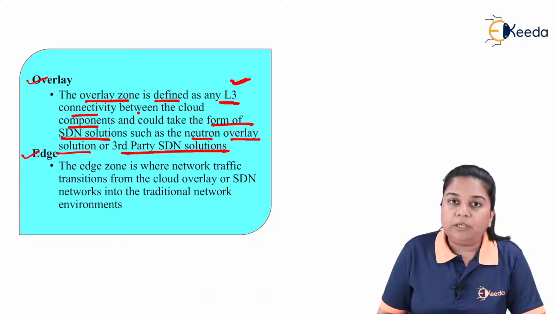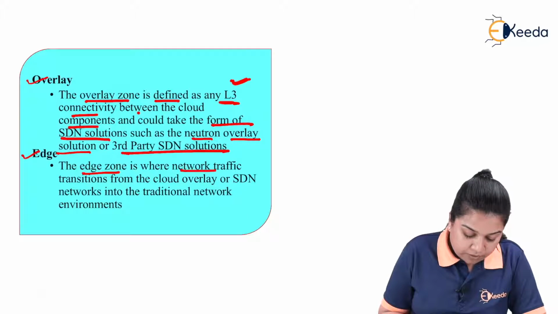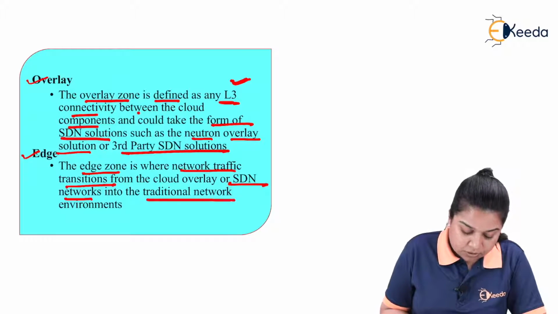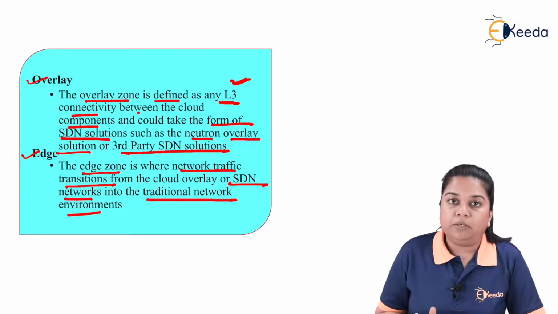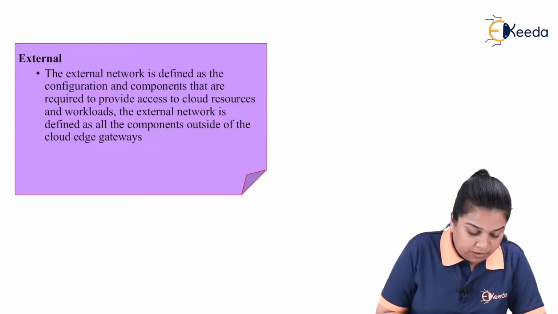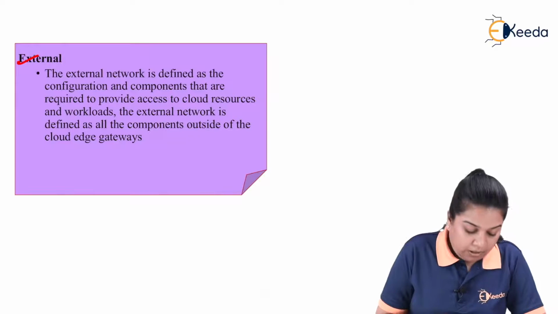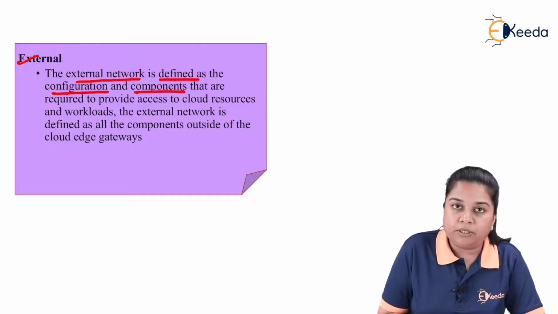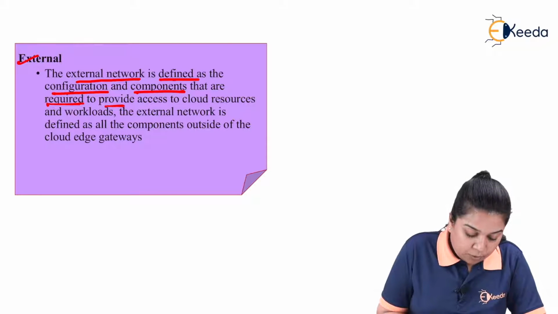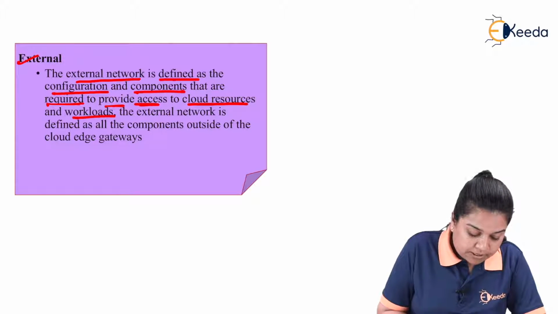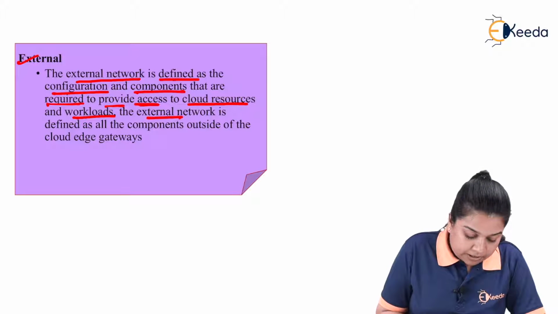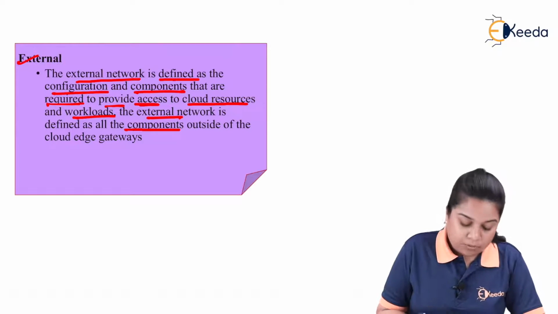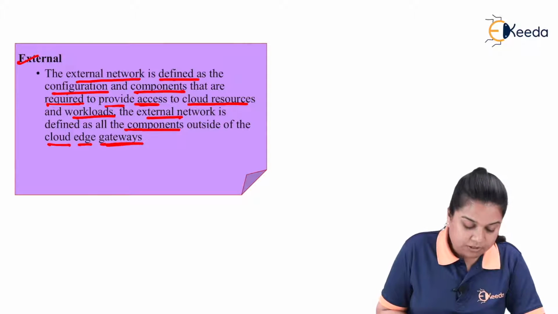Then another one is edge. The edge zone is where network traffic transitions from the cloud overlay or SDN networks into the traditional network environment. Then another one is external. Now in external, the external network is defined as the configuration and components that are required to provide access to cloud resources and workloads. The external network is defined as all the components outside the cloud edge gateways.